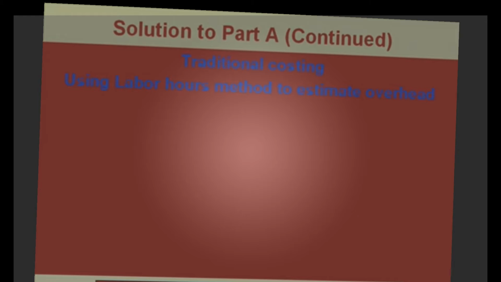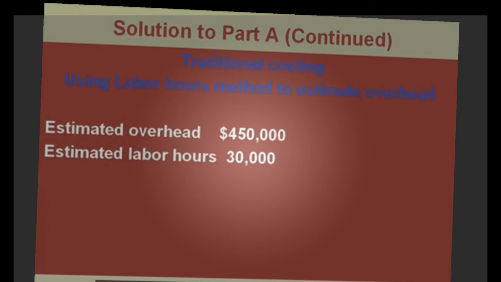The estimated overhead and labor hours. Let's start. The estimated overhead is $450,000. Estimated labor hours is 30,000. Did you get that? If you didn't, let me show you.